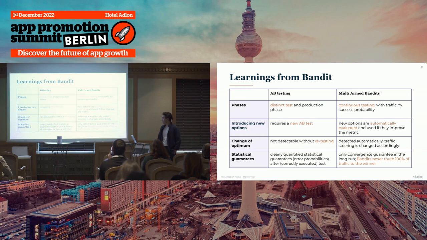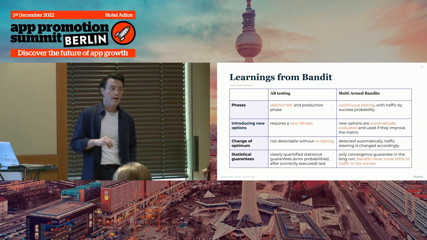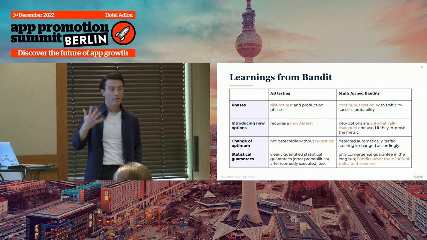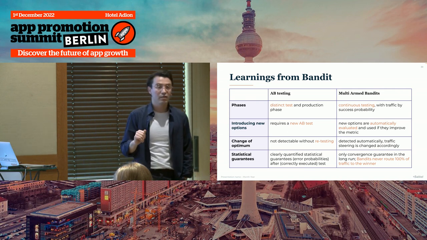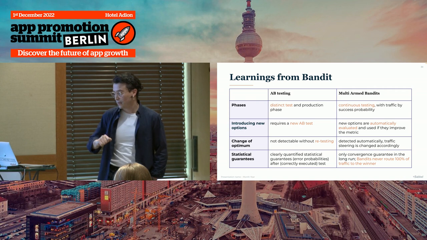At the end, the learnings from the Bandit. I start with the phase where, for the A-B test, there is a production phase when you have to invest a lot of time. With the Multi-armed Bandit, they are continuously testing. Even the losers are there, but it continues searching for the best target for this communication. To introduce new options in the A-B test, you need again to think about new tests. With the Bandit, you just put it in the system and it automatically starts to search for what is the best.